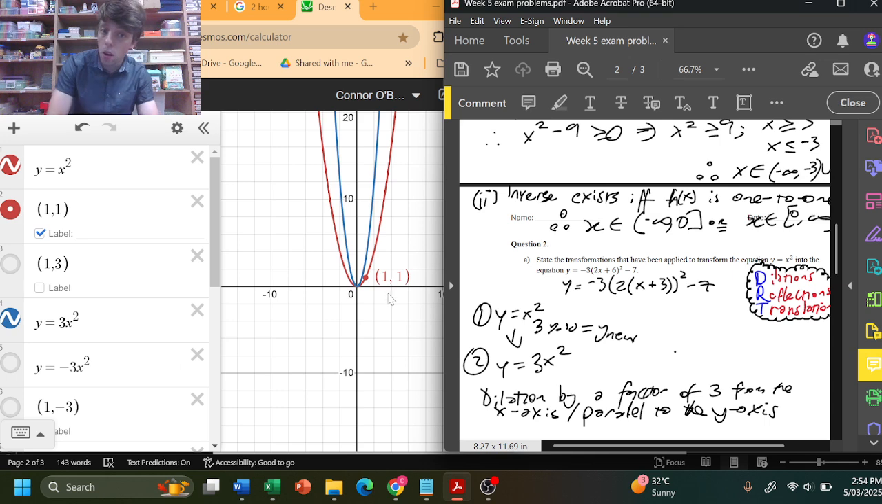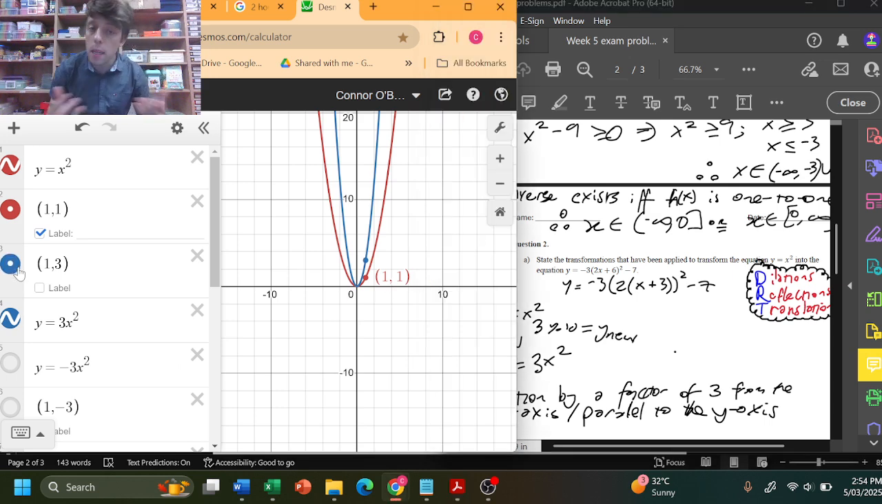So here's our point, (1, 1). What happens to it? Well, it gets multiplied by 3. It ends up here. It's (1, 3). Okay, so in y equals x squared, x was equal to 1, so 1 squared. We're taking that value, we're multiplying it by 3 in this equation, y equals 3x squared, and now it's the point (1, 3). What happened to it? Well, it got stretched, right? It was down here at (1, 1), it's been moved up, and now it's at (1, 3). So it's been moved away from the x-axis in the direction parallel to the y-axis. So that's what happened to it there.